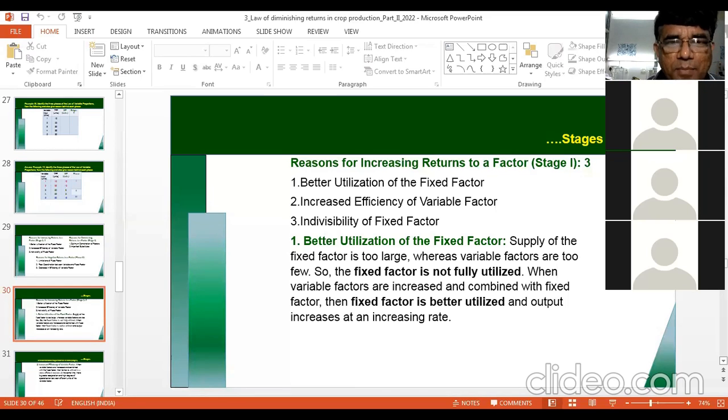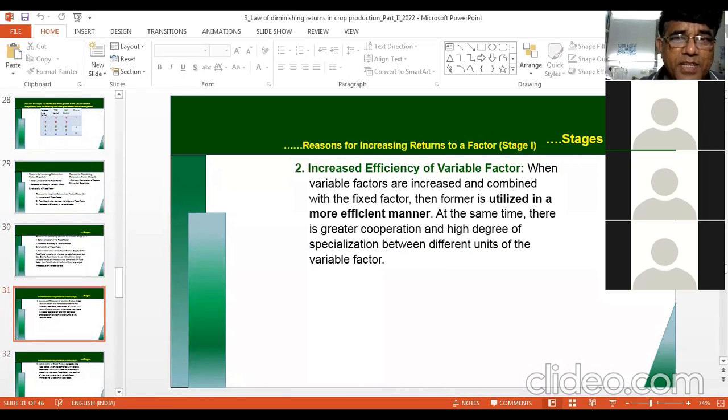You can put more and more. When variable factors are increased and combined with fixed factor, then fixed factor is better utilized. So it is still underutilized. There is a lot of scope that you can put more variable factor. So here, better utilization of the fixed factor.